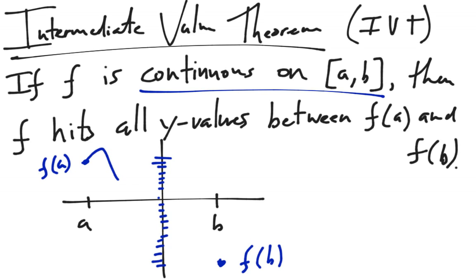So any way we draw it, we'll always hit every single value. Notice that it could go up first and that it could go down below f of b, but it always hits every single value between them. That's the IVT. Pretty intuitive, not used that much.